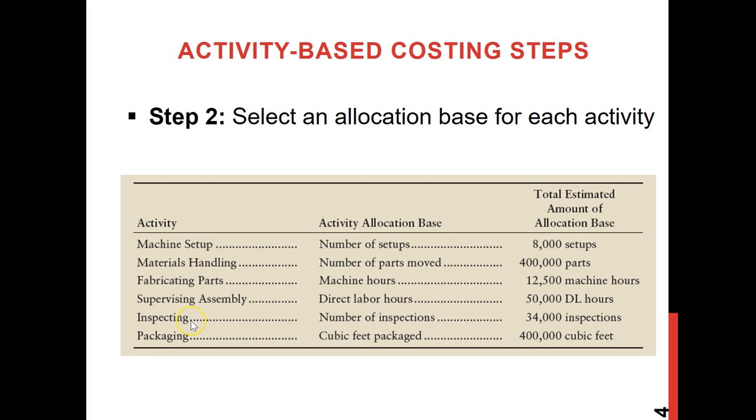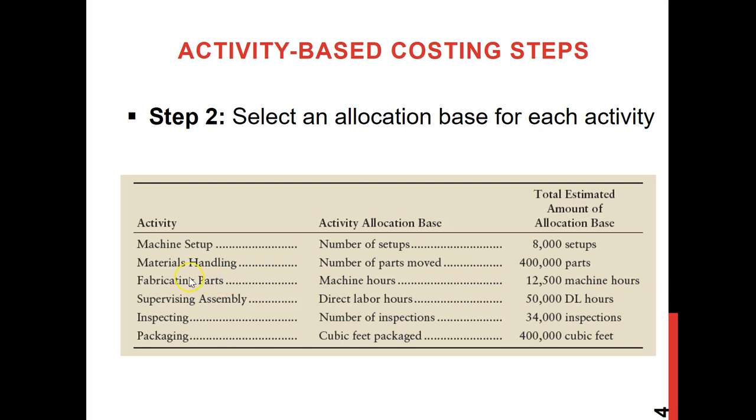Another example, inspections. What will be the inspection cost? It will be driven by the number of inspections. So you will see that for different activities, you have different allocation bases, and for different allocation bases, you also estimate your total amount of allocation bases. So for machine setup, the company requires 8,000 setups. For material handling, the company requires 400,000 parts. So number of parts is the cost driver or allocation base.